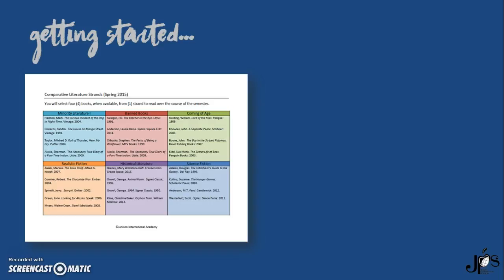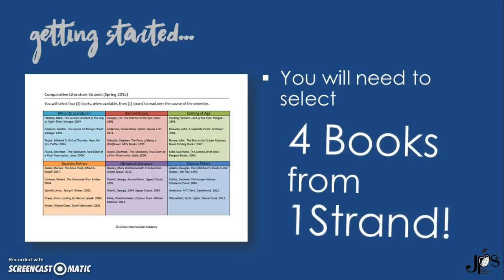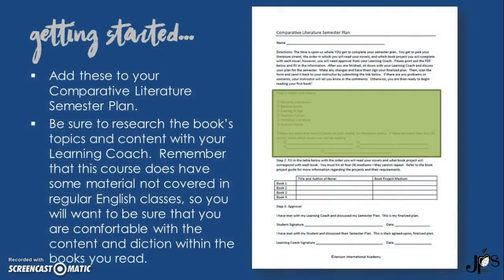Next, you'll complete your semester plan. This can be found in the Introduction to Comparative Literature folder within the left-hand navigation of Blackboard. You will need to select 4 books from one strand. If there are only 4 books, you are all set. If there are more than 4 books, you need to pick 4 out of the options listed. You're going to add these to your semester plan.